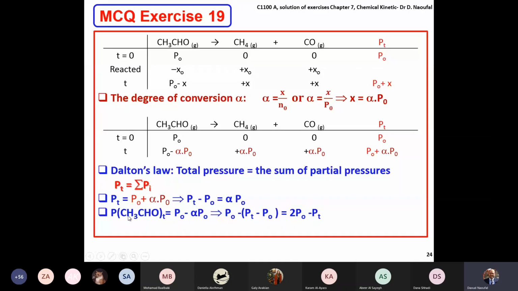Now we have the variation of the pressure only as a function of the initial pressure P0 and the total pressure P total. The pressure of CH4 is equal to P total minus P0. The pressure of CO is equal to P total minus P0.